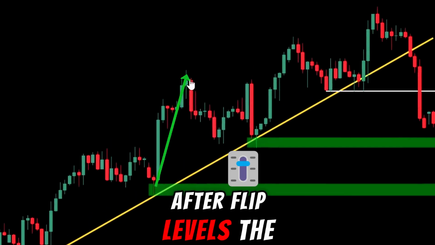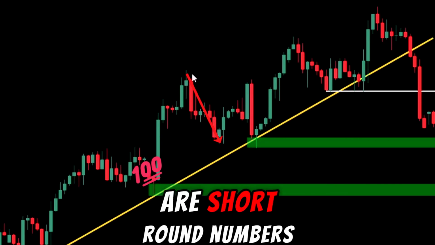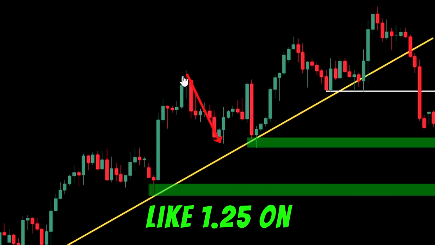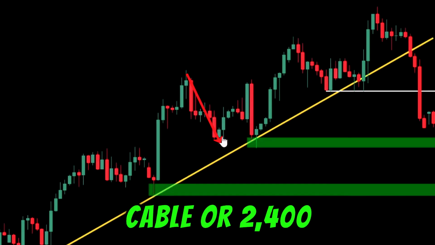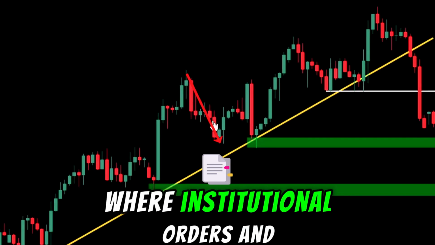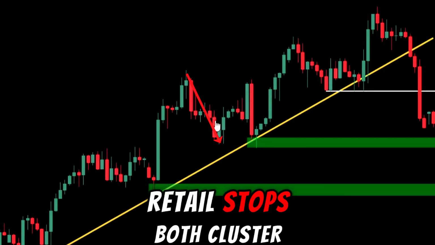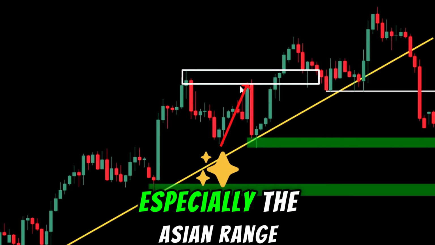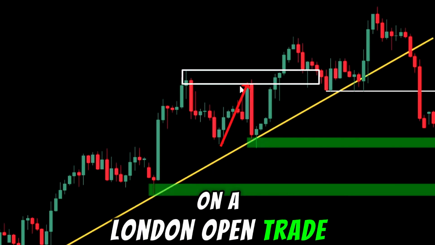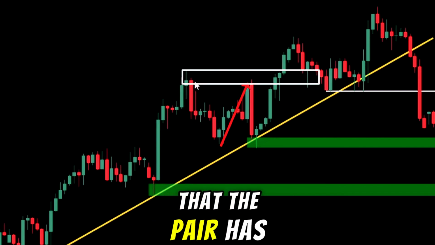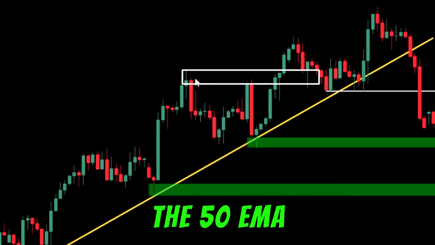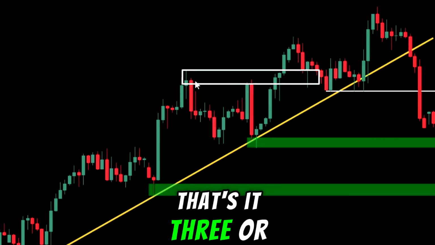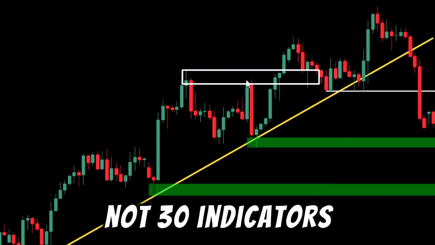After flip levels, the partners I actually use are short. Round numbers. The big figures like 1.25 on cable or 2,400 on gold, where institutional orders and retail stops both cluster. The prior session's high or low, especially the Asian range on a London Open trade, and a moving average that the pair has been respecting, the 50 EMA on the hourly being the obvious one. That's it. 3 or 4 tools, not 30 indicators.